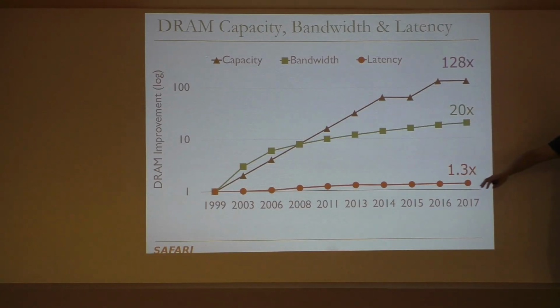Of course, there is a reason for it, because there is a fundamental trade-off between capacity and latency. As you want to improve capacity, cram more cells, you want to have long bit lines, long interconnects, which are not good for latency. So this is the fundamental trade-off. As a result, manufacturers want to favor capacity over latency. That's why we're in this space.